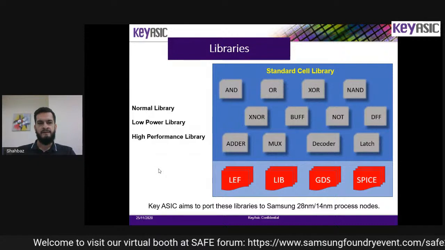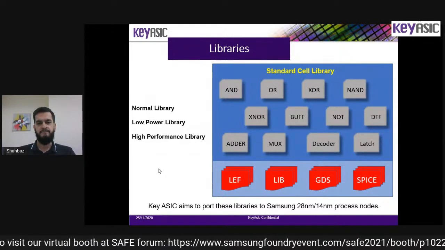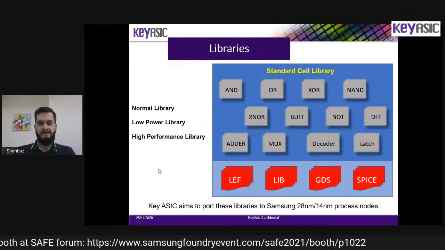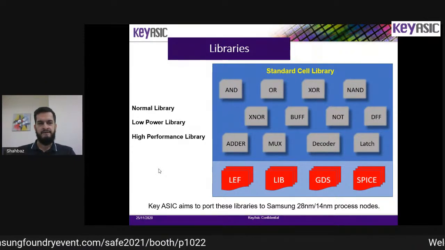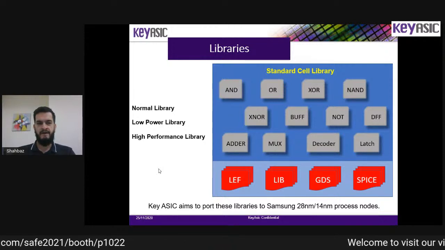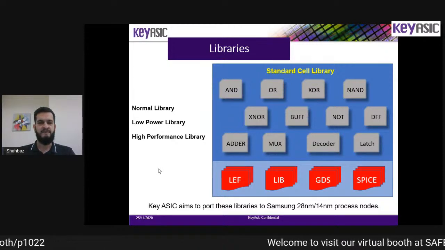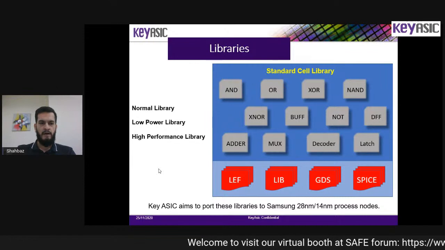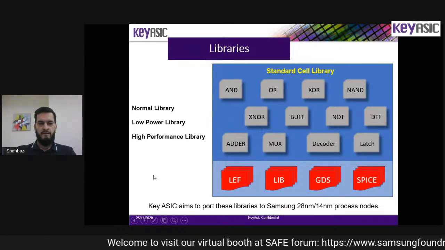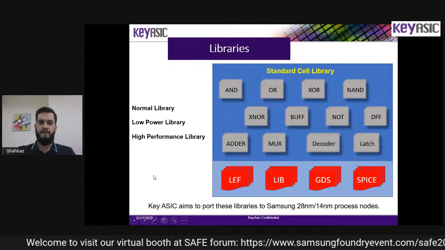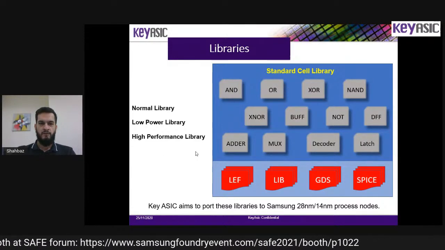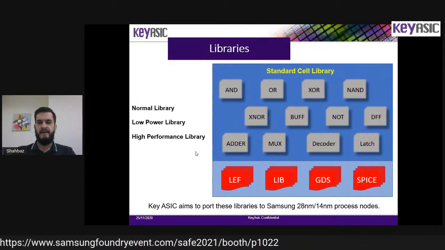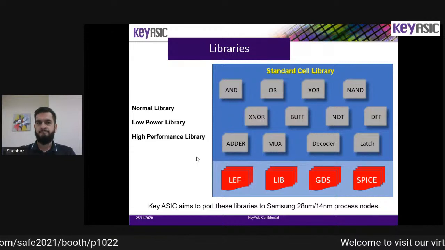So to start with libraries, ASIC offers mainly a set of 3 libraries, namely normal library, low power library, and high performance library. The low power library allows for applications which require longer battery lives, such as biomedical devices, for example implantable devices, which require high energy efficiency.